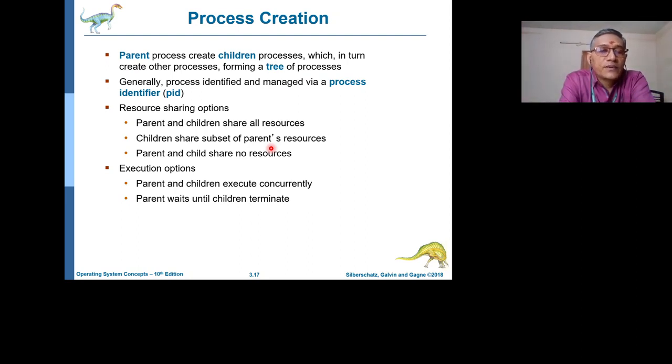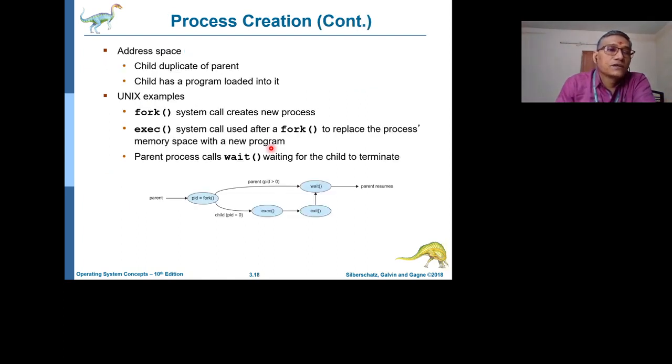Execution options: parent and children execute concurrently, or the parent waits until the child terminates. These two scenarios are the options available during execution. Address space: the child can be a duplicate of the parent, or the child has a program loaded into it. So the child can be a duplicate, or it has its own program.